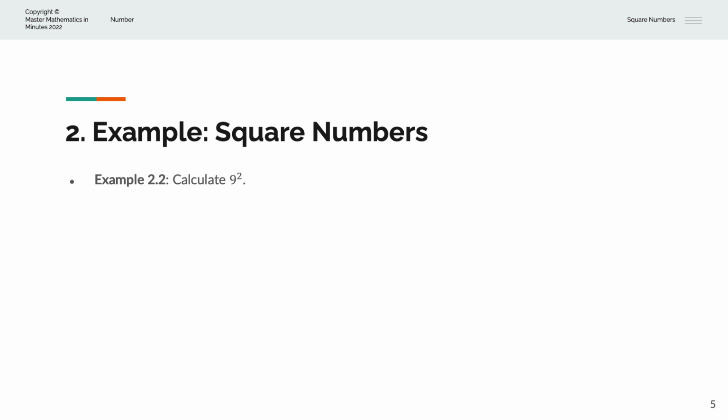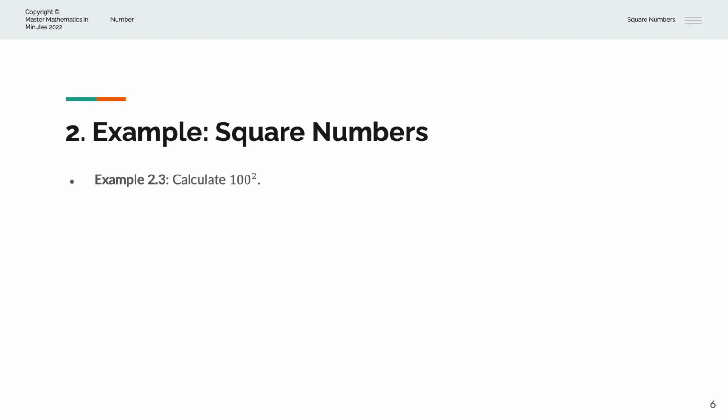In the second example, we're asked to calculate 9 squared, or 9 to the power of 2. So, 9 to the power of 2 is basically 9 multiplied by itself, which is 9, and that is equal to 81.